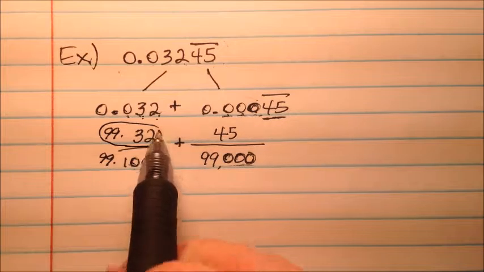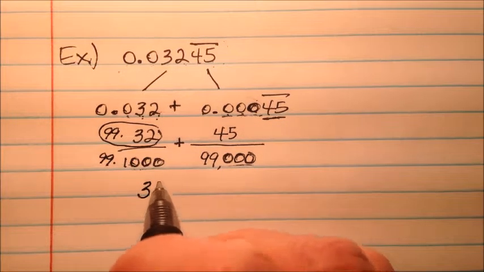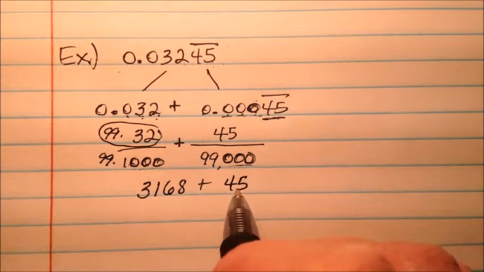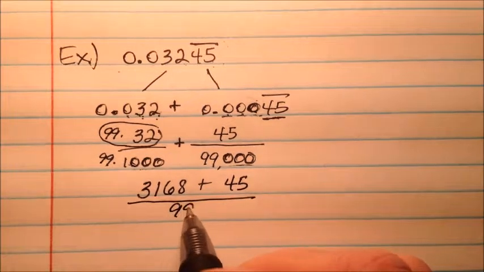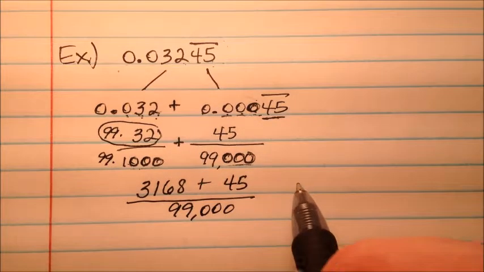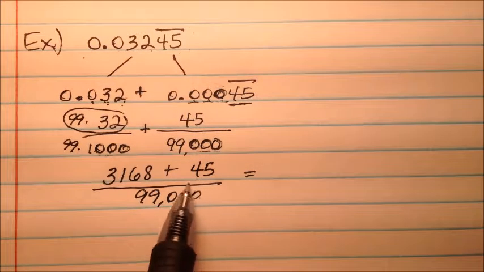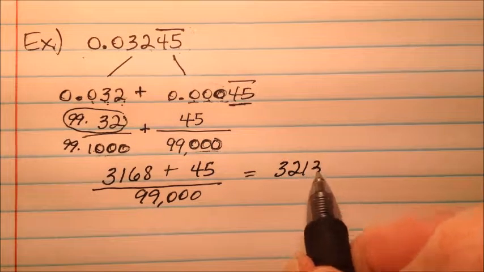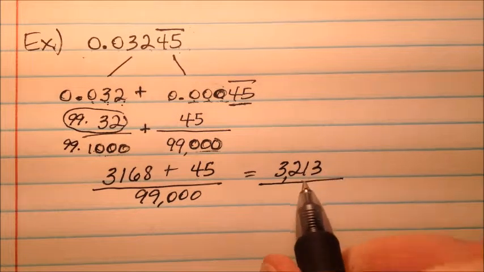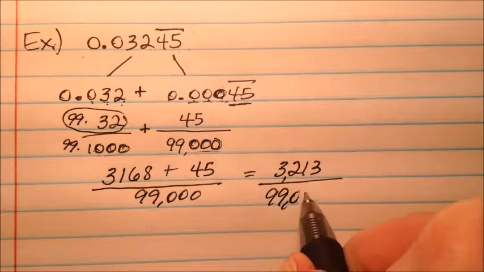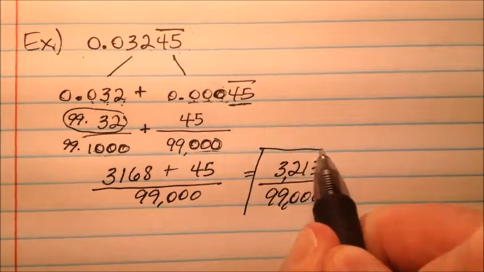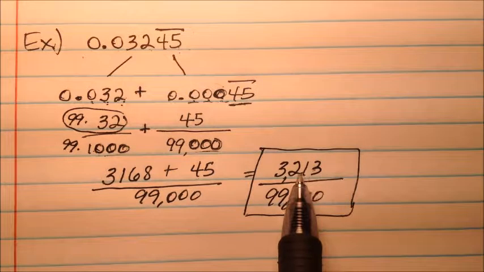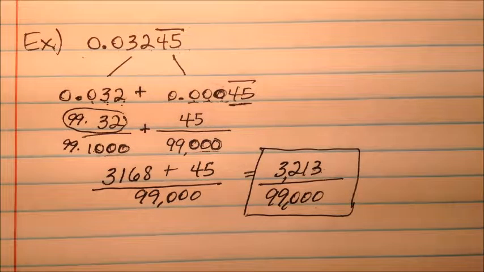So 99 times 32 should be something like 3,168, and then plus 45, which was unchanged. All that's over my 99,000. So when I finish and add these things, I get 3,213 all over 99,000. And if you want to, you can take a second and see if that can reduce. Yeah, you can divide about a 9 out of both of those.